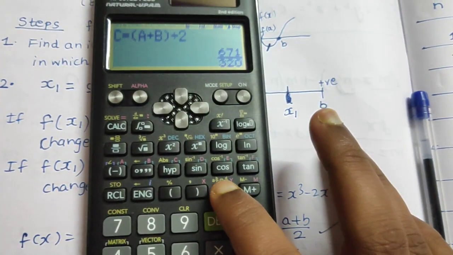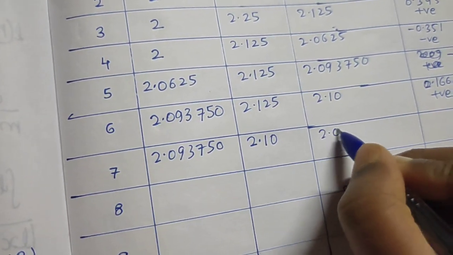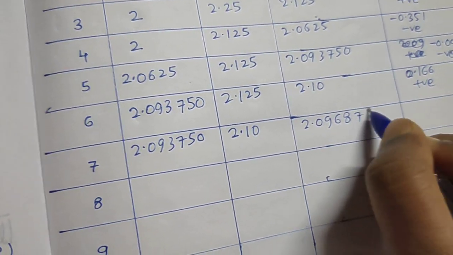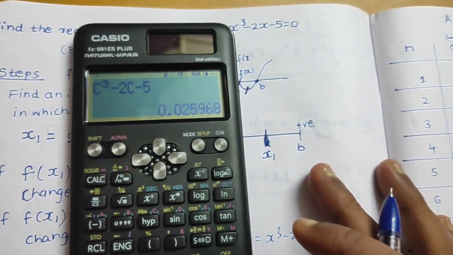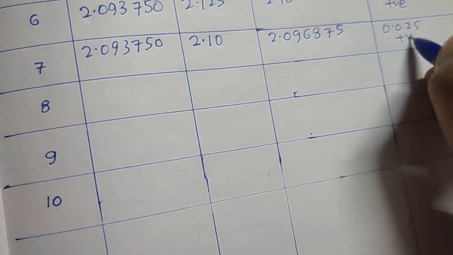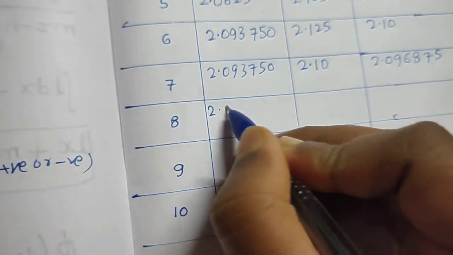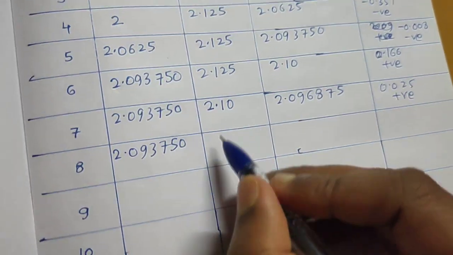C is positive. I don't need positive, I need the exact value. 2.096875. What is the value of function? 0.025. This is positive. I will have to change this value now.